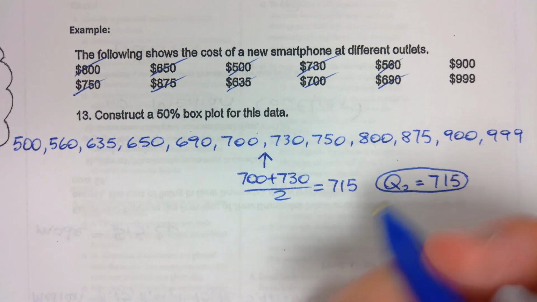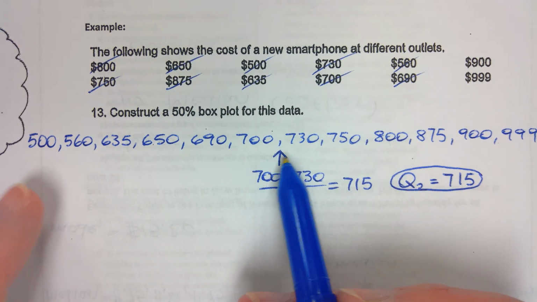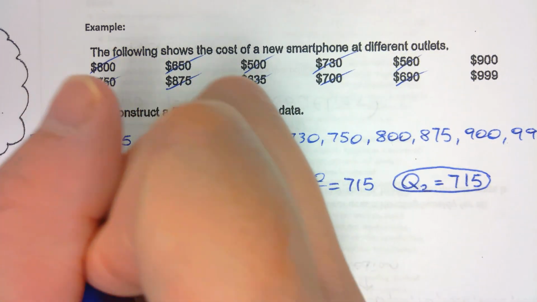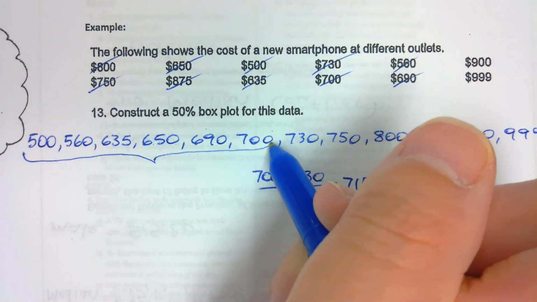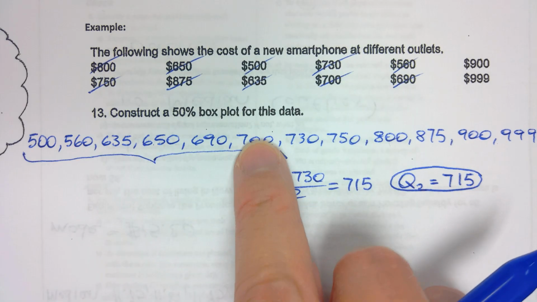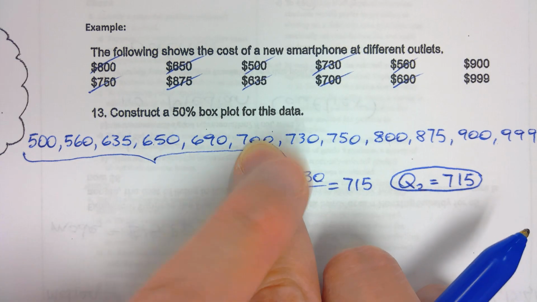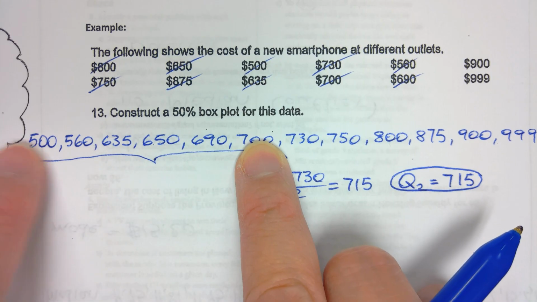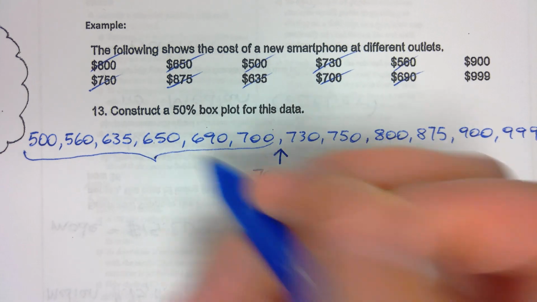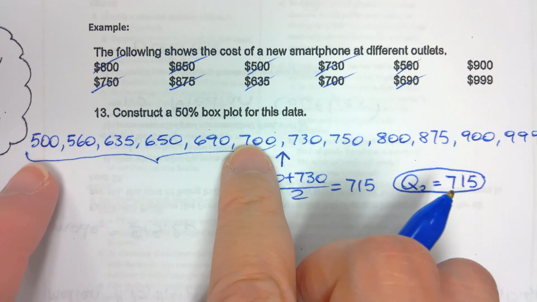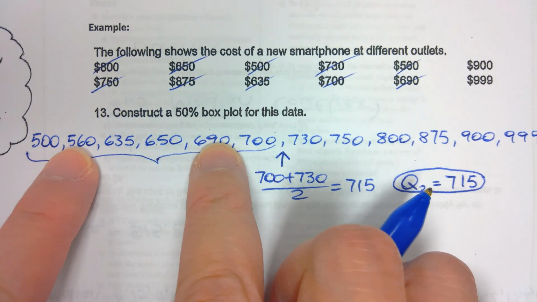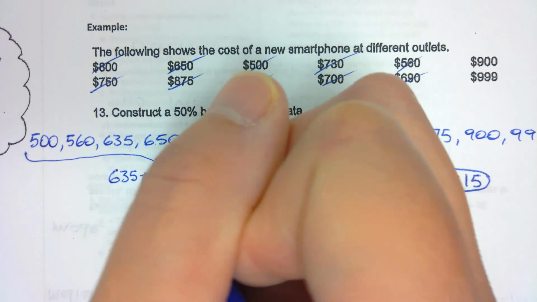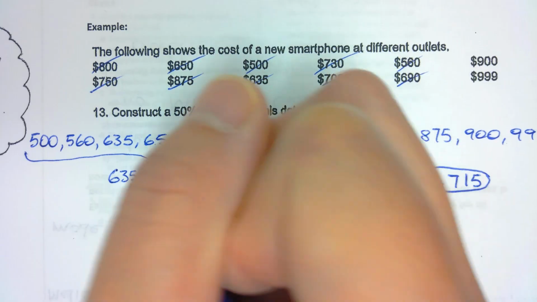Okay, and then since I did not use the 700 as part of the number, I'm going to take the median of the first half. For example, let's say 700 is my median, then I won't consider it. Then I would take just 500 to 690 to calculate my median of the first half. So that is between 635 and 650.